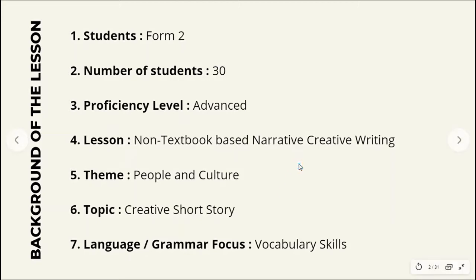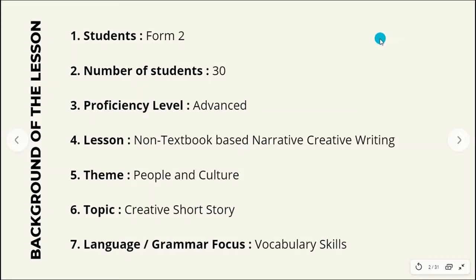Without further ado, we'll be covering the background of the lesson. For this lesson, I chose Form 2 students at the advanced level of proficiency. And the total number of students for this lesson is 30.